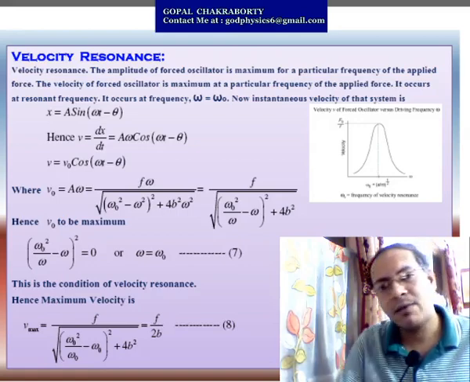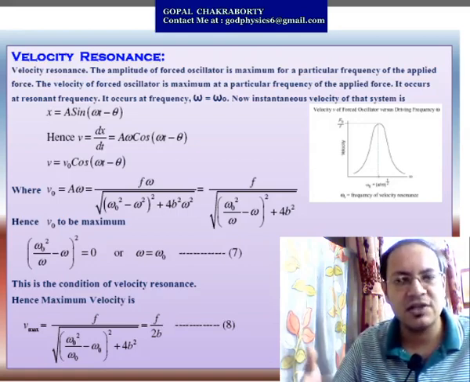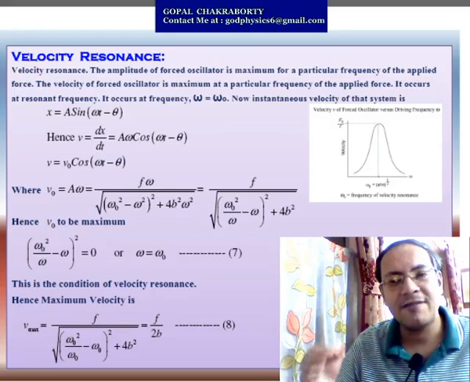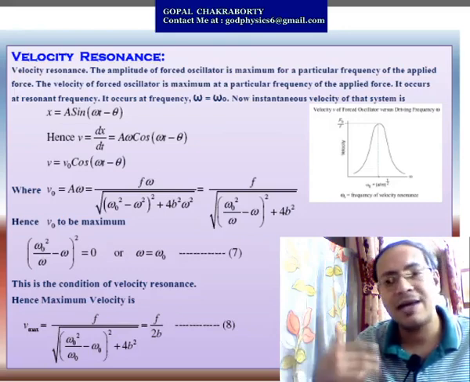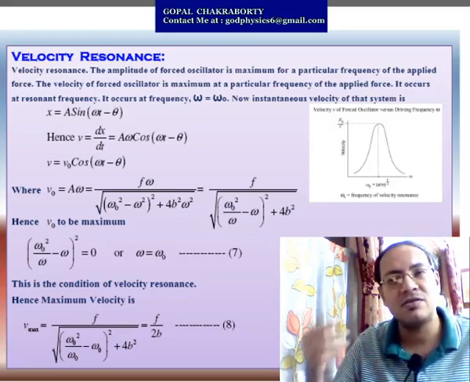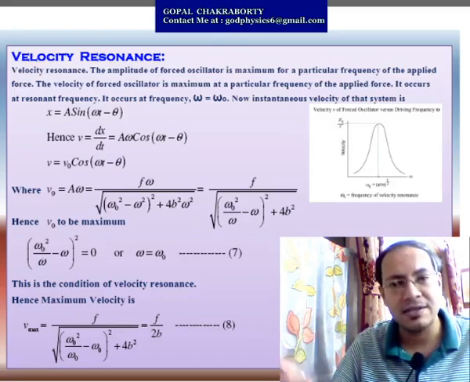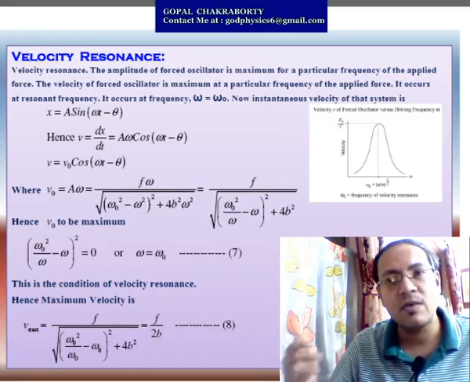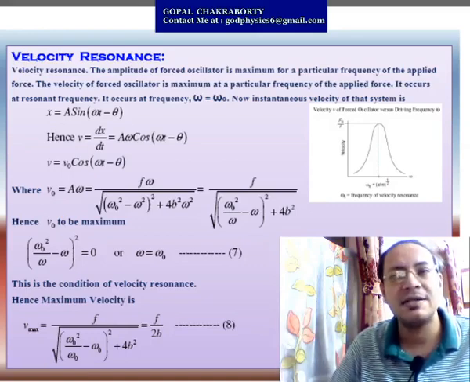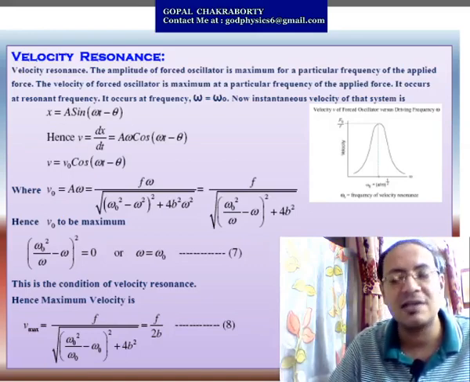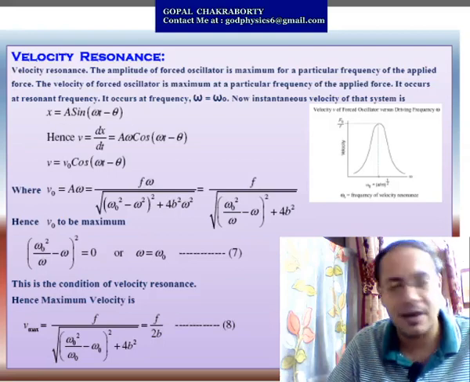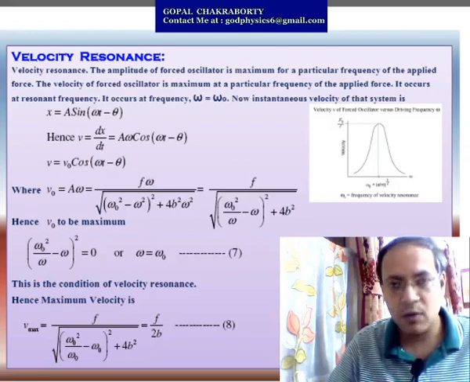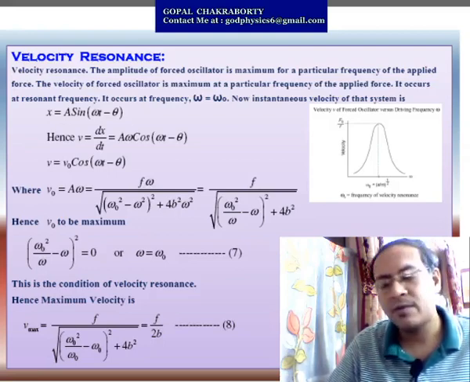So how will you derive this? I have already shown you that if the x displacement that I have considered is x equals a sine of omega t minus theta, so the velocity will be dx dt, that is a omega cos of omega t minus theta, where v naught is the instantaneous velocity, that constant value v naught equals a omega, where a is the amplitude of oscillation.